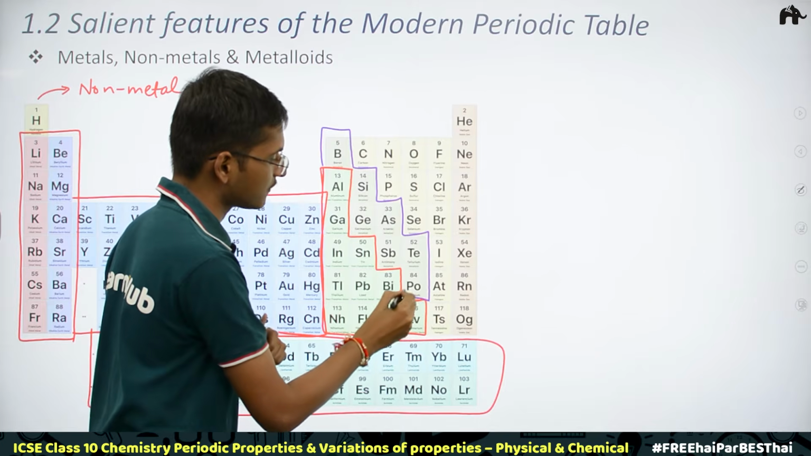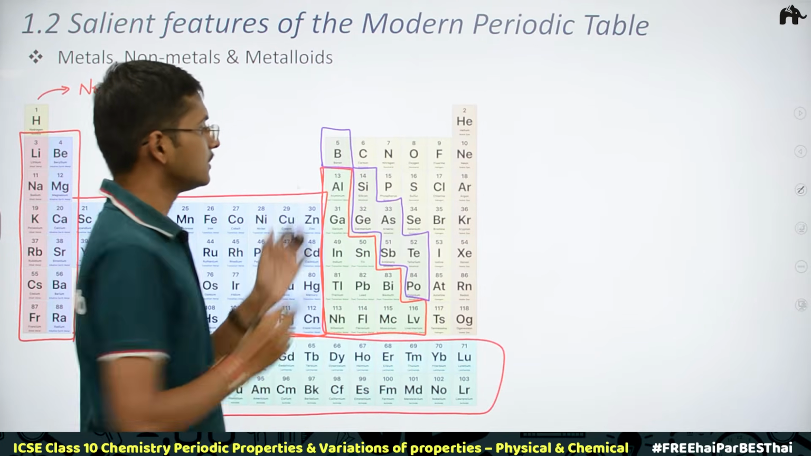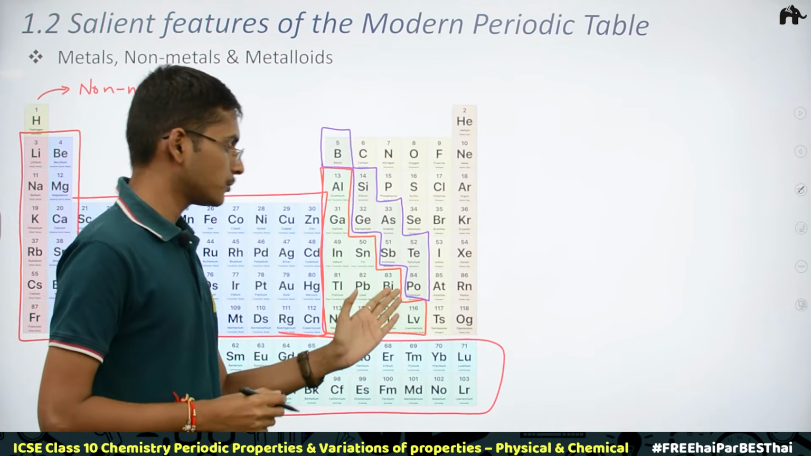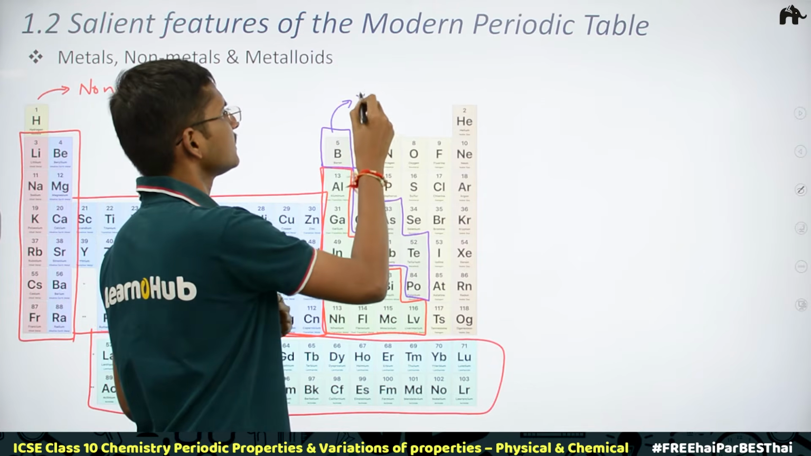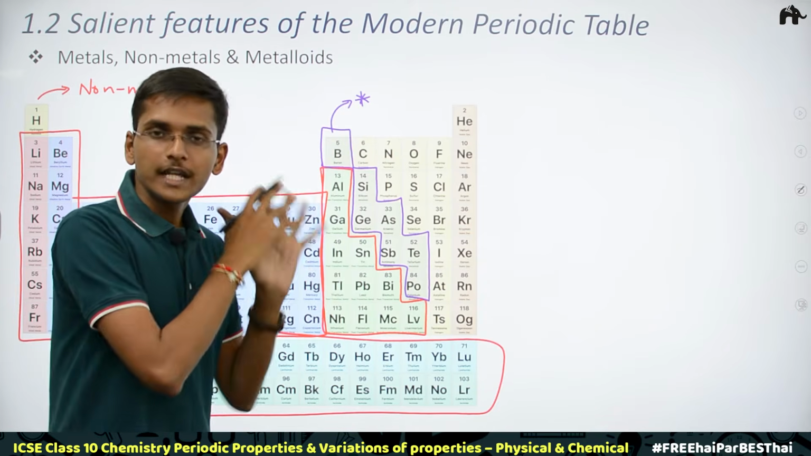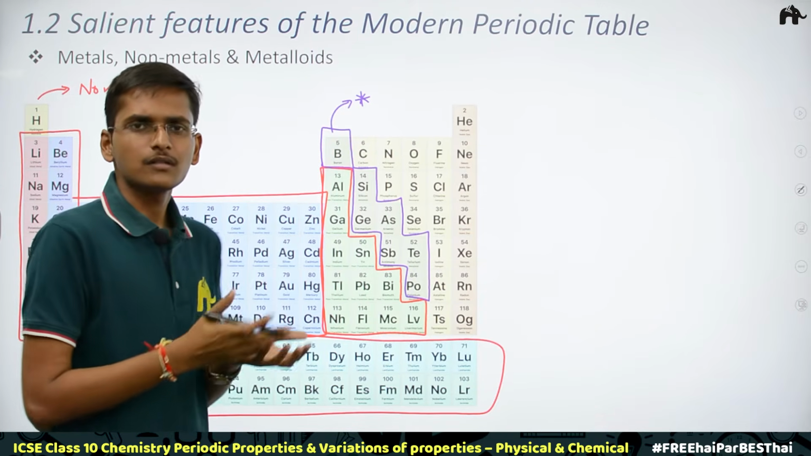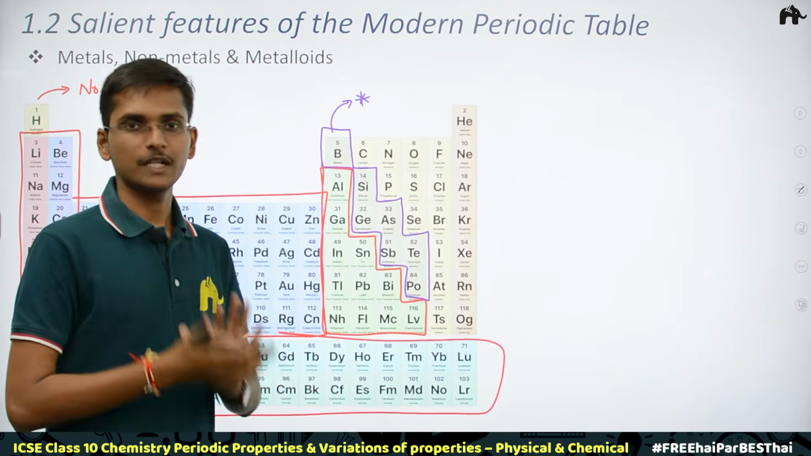And here I have marked these metalloids in purple. So boron, silicon, germanium, arsenic, antimony, tellurium, polonium, all these are metalloids. It's better if you remember these names of metalloids, because they may be asked in your exams, and it's really good to know the names of the metalloids. There are quite a few, you can remember it.